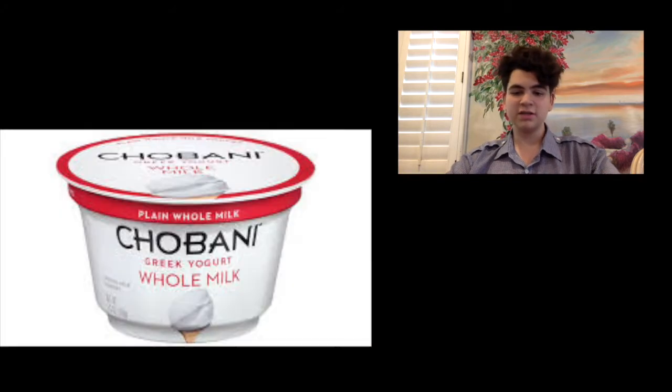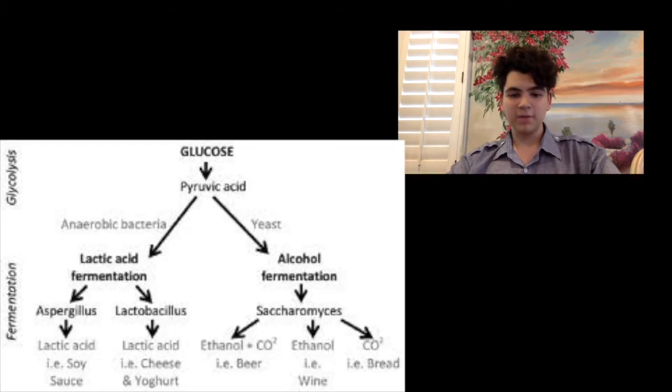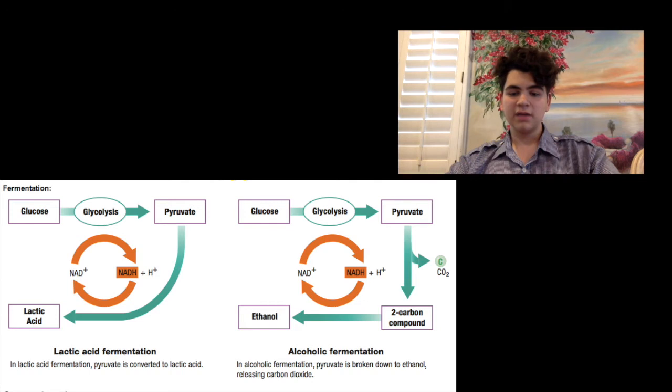One main key difference between the two kinds of fermentation is that ethanol fermentation releases carbon dioxide, whereas lactic acid fermentation does not. Another difference is that in ethanol fermentation, the pyruvate is converted into acetaldehyde, whereas in lactic acid fermentation, the pyruvate is converted into lactic acid.